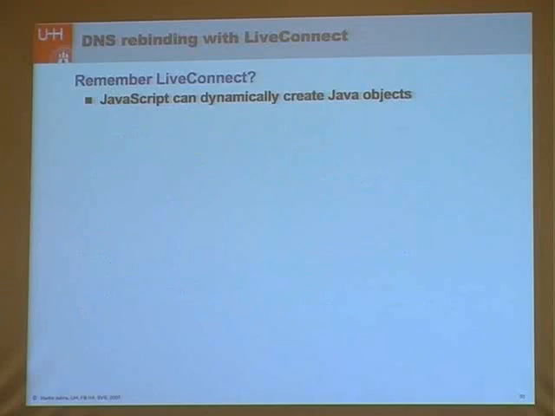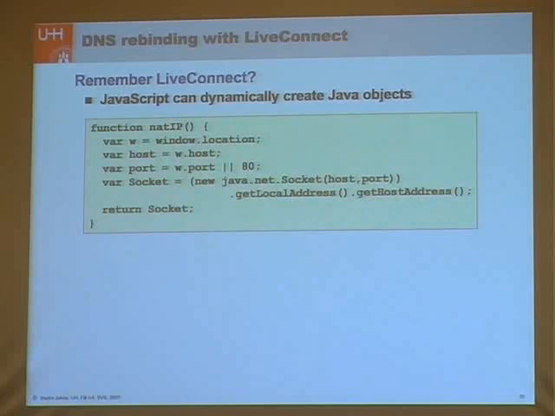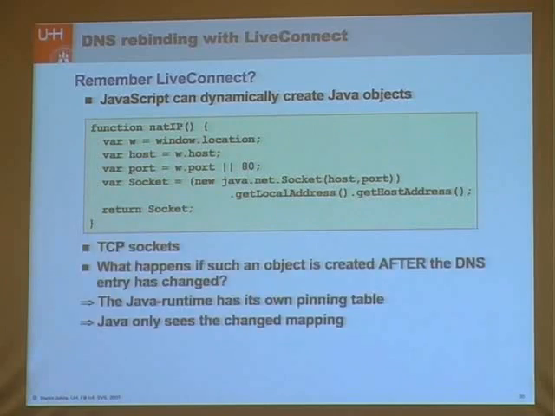We don't only have JavaScript in our web browser running. We have a little bit more. We have also Java usually, and we have Flash. And do you remember Live Connect? I mentioned it briefly. Live Connect is a possibility for JavaScript to create dynamically Java objects on the fly. This is the code to create a socket object.